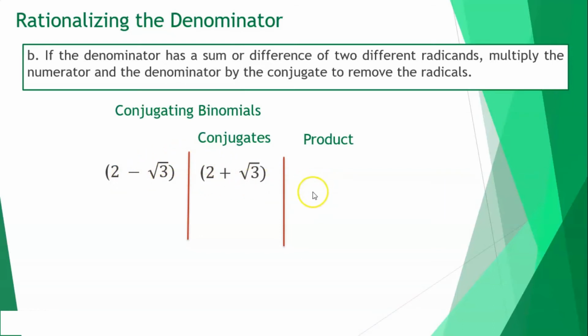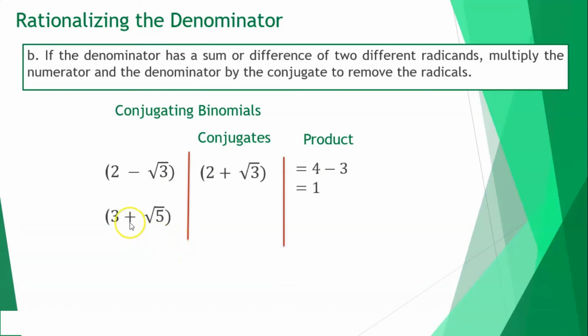So the product here will be the difference of the squares of the two roots. So square the first and square the second. So squaring the first, that would become 4, and squaring the second, this would become 3. So 4 minus 3, that's 1. So simplifying further, you'll get 1.